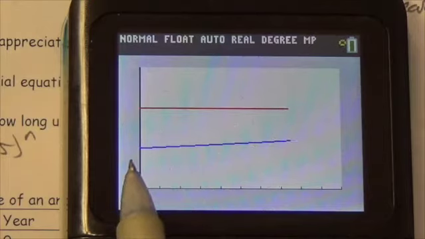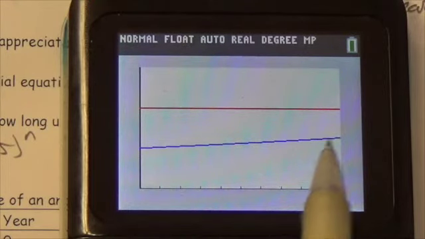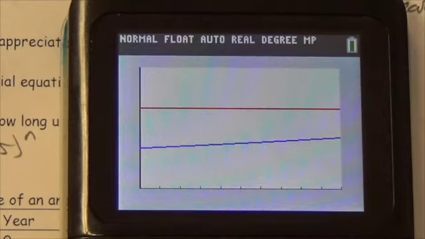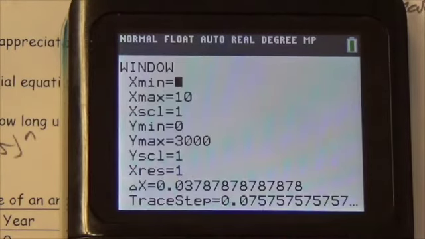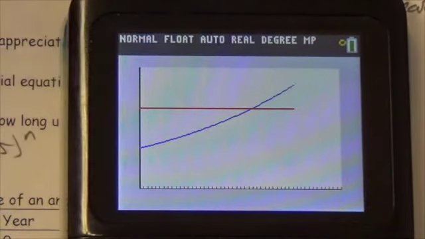Okay, well, I can see that the blue graph here, the model here, is growing. It is going up, but it's going up slow. So I got to make that X max a bit bigger. In fact, I got to make it substantially bigger. Let's make that 50. Let's see if that does it. Okay, that's looking a lot more promising. Okay, good, there we go. So we do have a clear point of intersection.